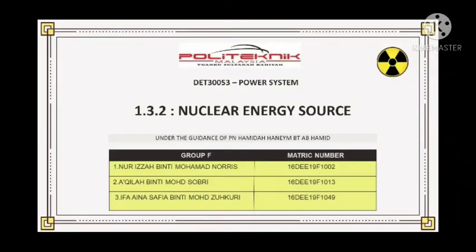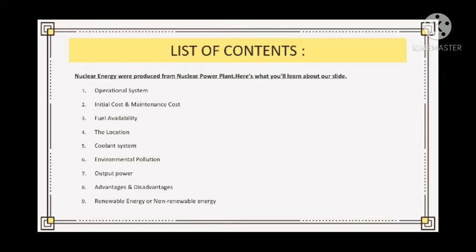We are from Group F with the title Nuclear Energy Source. I would like to introduce my teammates, which are IZZAH F1002, Akila F1013, and me, AINA SAFIA F1049. Nuclear energy will be produced from a nuclear power plant.